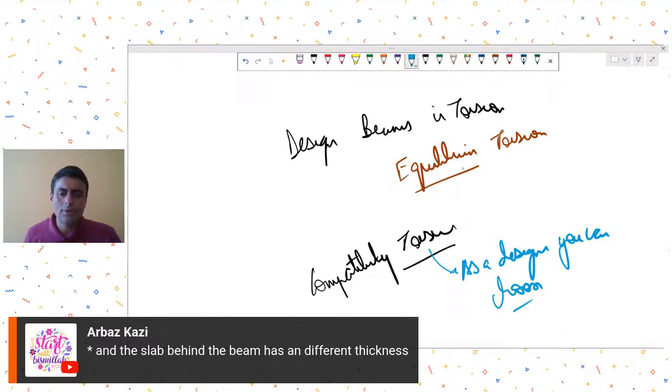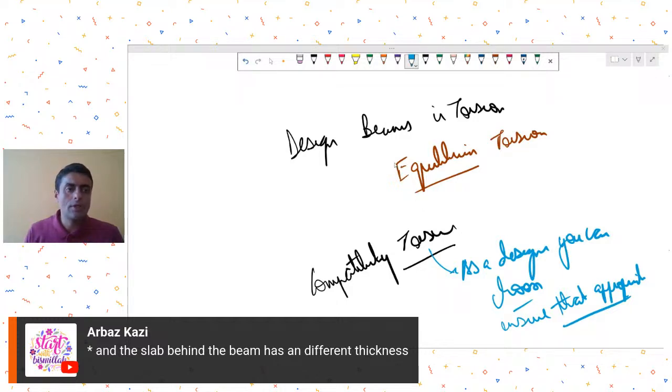But whatever decision you take for compatibility torsion, ensure that appropriate detailing is provided. It should not be that you have not provided appropriate detailing and have also ignored the torsion. Don't do it like this. Ensure appropriate detailing and choose whether you want to design your beam for compatibility torsion or not. If it's a case of equilibrium torsion, it's essential that you design your beams for torsion, otherwise the system will not be stable enough. Okay. All right.